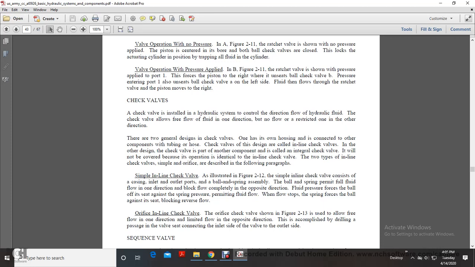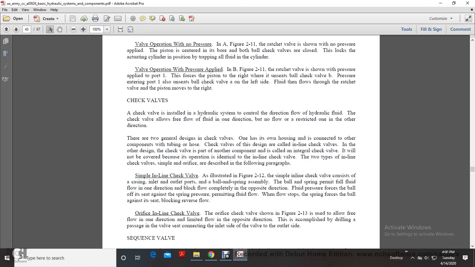There are two general designs of check valve. One has its housing connected to other components with tubing and hose. Check valves of this design are called inline check valves. In the other design, the check valve is part of another component and is called an integral check valve. It will not be covered because its operation is identical to the inline check valve. The two types of inline check valve, simple and orifice, are described in the following paragraphs.